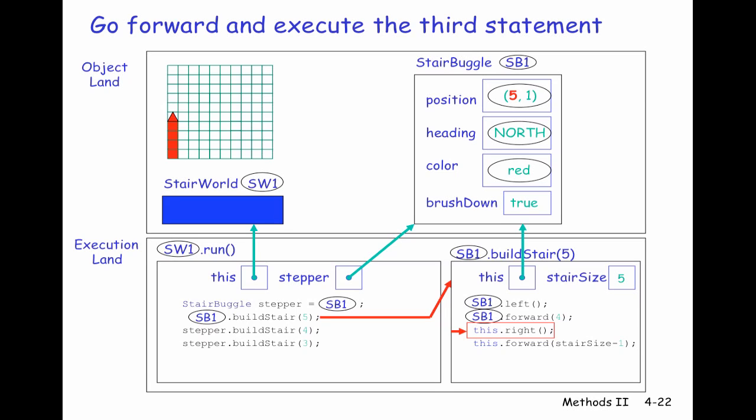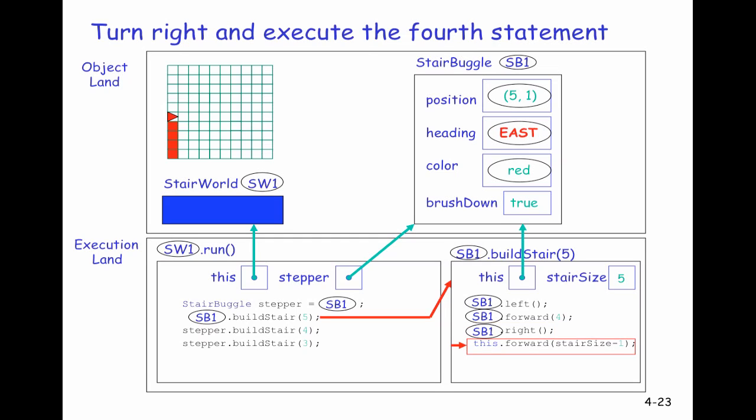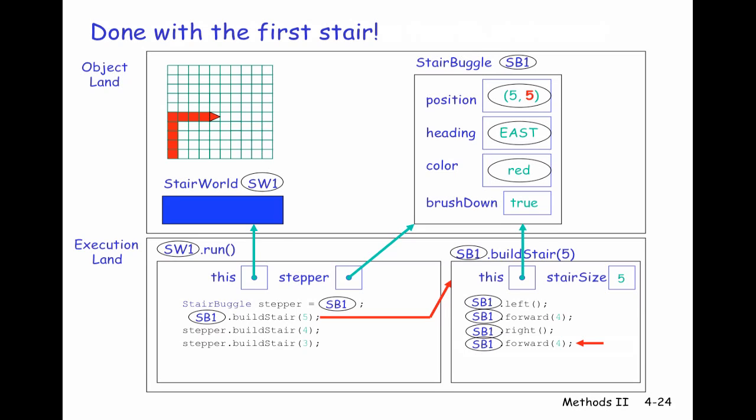Okay, so now we are going to execute the statement this.right. We execute the receiver this, determine that that is SB1, and now we send our buggle to the right. And finally, we have one more execution of this.forward stair size - 1, and we're going to do the same thing we did two statements previous, which is that we're going to evaluate the receiver this to SB1, and we are going to evaluate the argument stair size to 5, and 5 minus 1 is 4. So we are going to now make the buggle go forward 4 steps. And so at the end of this whole process, the buggle has drawn a stair of side length 5, and it has moved to a new position. And now we are done with the execution of the method invocation buildStair 5.